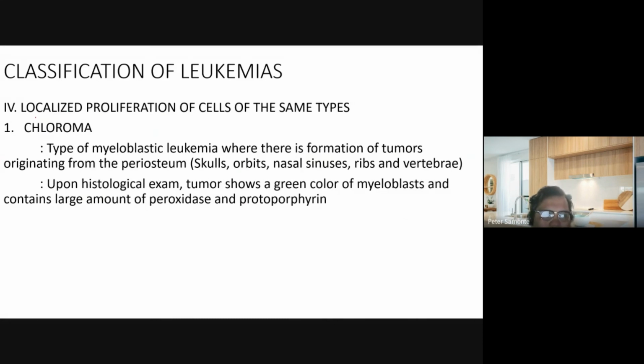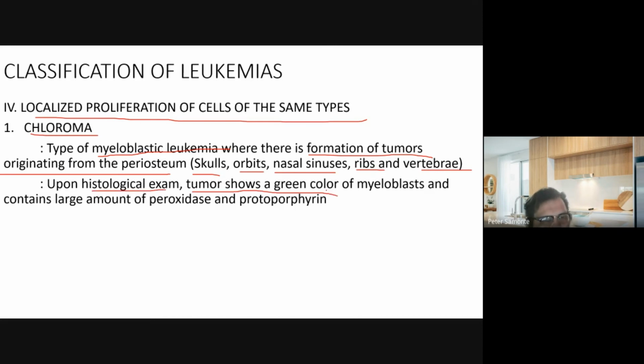Then we have localized proliferation of cells at the same time. So we have your chloroma. Now, this is a type of myeloblastic leukemia where there is formation of tumors originating from the periosteum. So your periosteum would involve the skull, the orbits, the eyes, the bone, nasal sinuses, ribs, and vertebrae. Upon histological examination, the tumor would show a green color of myeloblasts and contains a large amount of peroxidase and protoporphyrin. So your chloroma, class, is a myeloblastic leukemia that would affect the periosteum, your skull, your orbit.